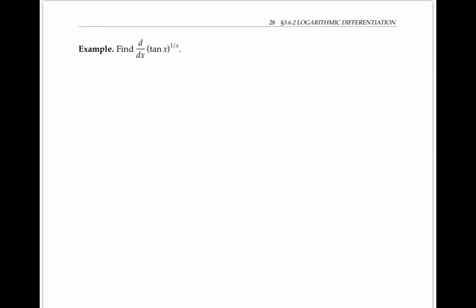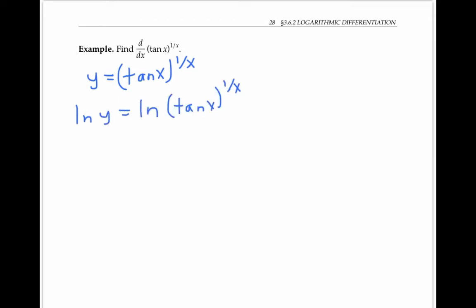Here's another example where our variable is in both the base and the exponent. So as before, I'm going to set y equal to the expression that I want to differentiate and compute dy dx. First, I'll take the log of both sides, use my log rules to bring my exponent down and multiply it, and take the derivative of both sides with respect to x.